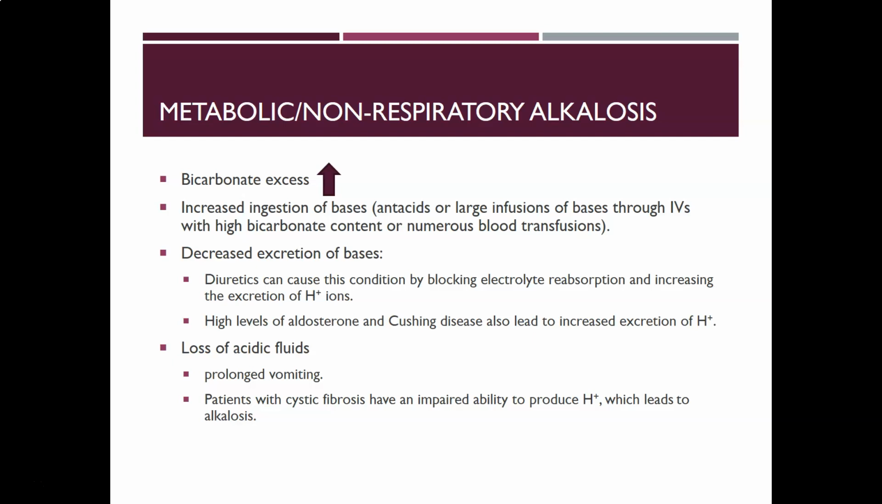Diuretics can cause this condition by blocking electrolyte reabsorption and increasing the excretion of the hydrogen ions. So you're losing, if you will, too much acid through your kidneys. Or high levels of aldosterone in Cushing disease can also lead to an increased excretion of the hydrogen ions. So basically you're losing too much of the acids. Or you can have a loss of acidic fluids from your GI tract, where we're thinking of the acidic fluid in the stomach, from prolonged vomiting. Patients with cystic fibrosis will have an impaired ability to produce hydrogen ions, and that could also lead to alkalosis.